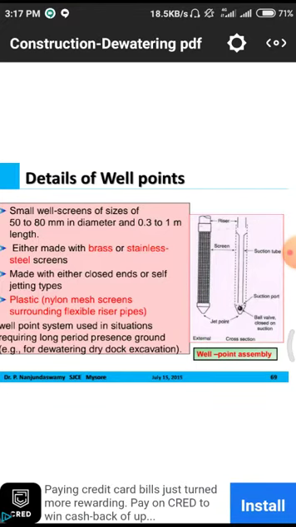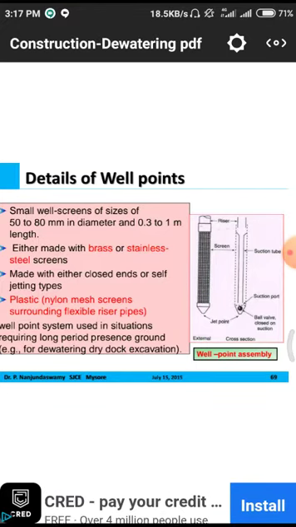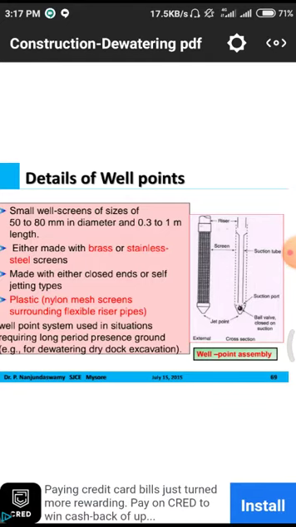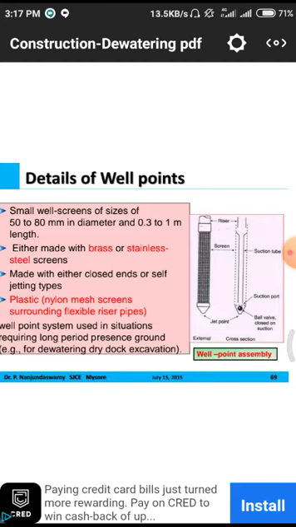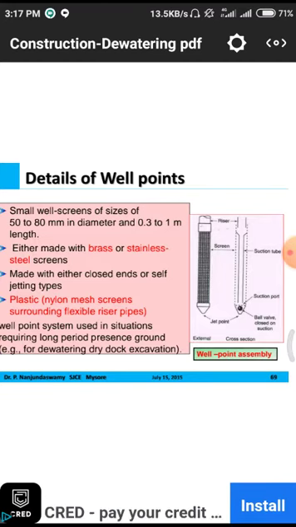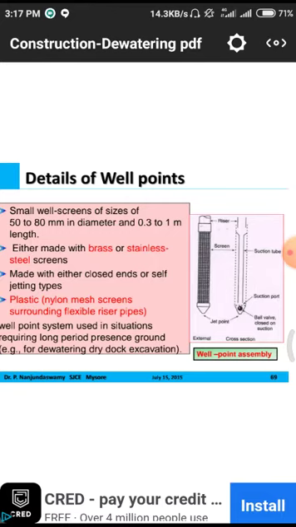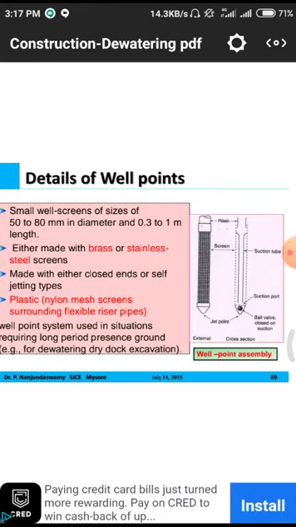Either made of brass or stainless steel screens. That means the total pipe is made up of brass, or else stainless steel. Made with either closed ends or of the self jetting types. Self jetting means both ends are closed at the end of the self jetting types.